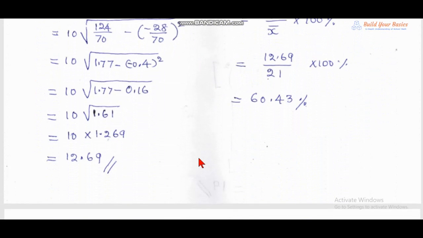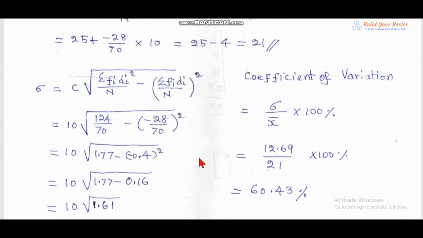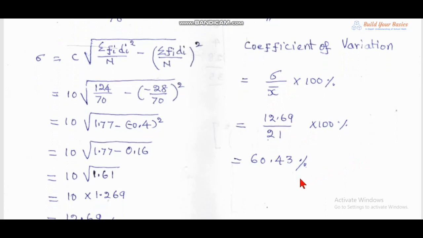So we have calculated mean 21, standard deviation 12.69. We have to calculate the coefficient of variation. Formula: sigma by x bar into 100%. Sigma is 12.69, x bar is 21, into 100%. That is 60.43%.